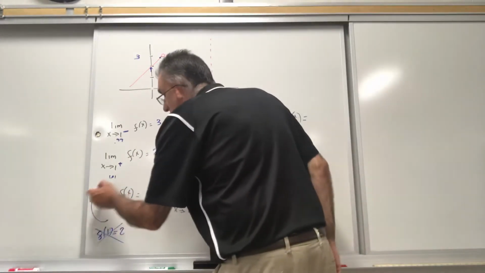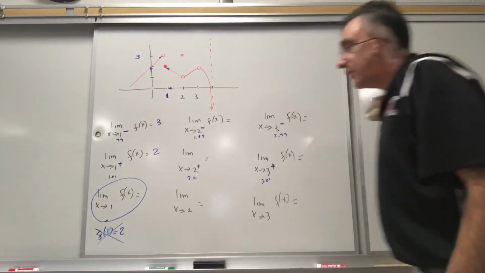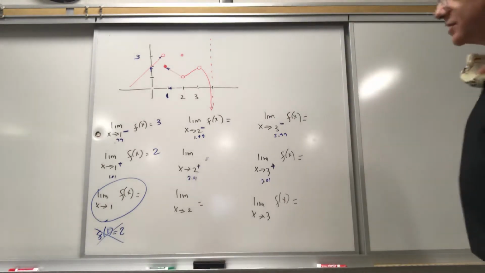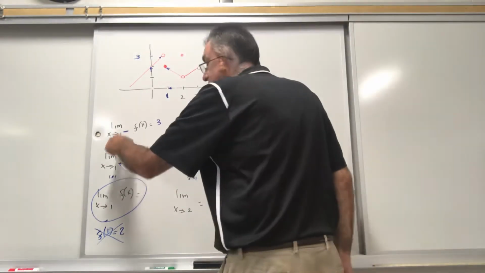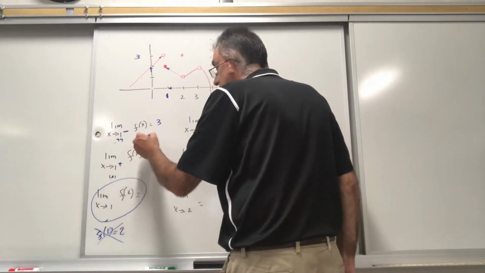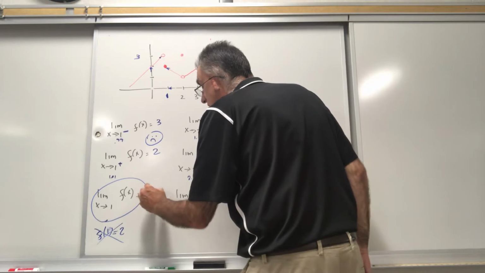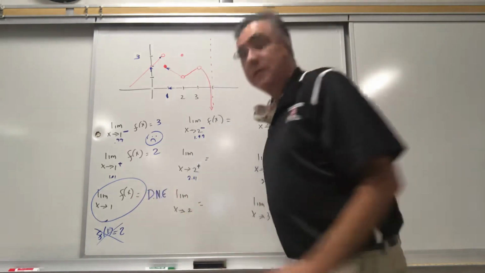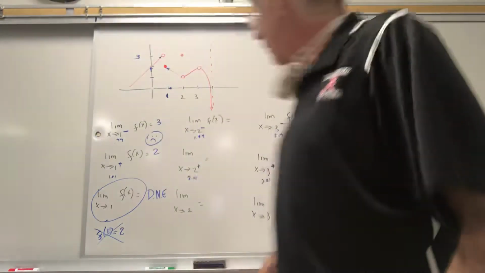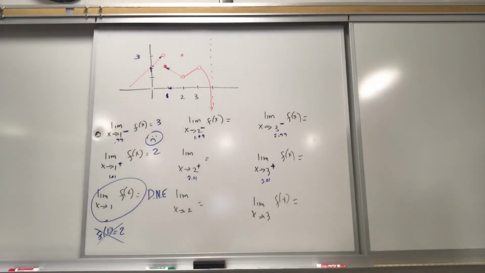You don't look at the limit from one side by itself in these types of questions. What you're asking yourself is, is the left the same as the right? No, sad face. So that means the limit does not exist, because the limit from the left doesn't equal the limit from the right.